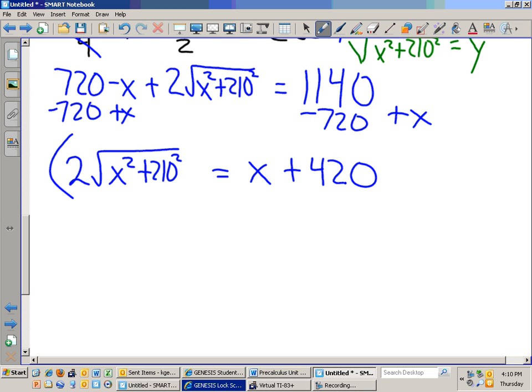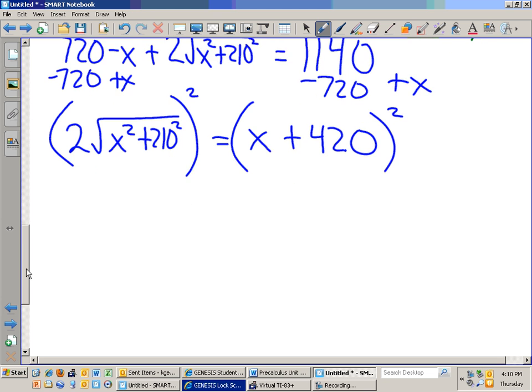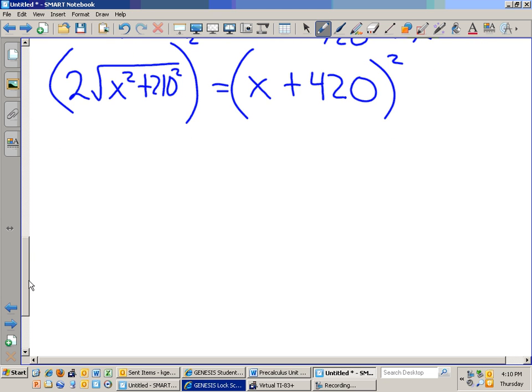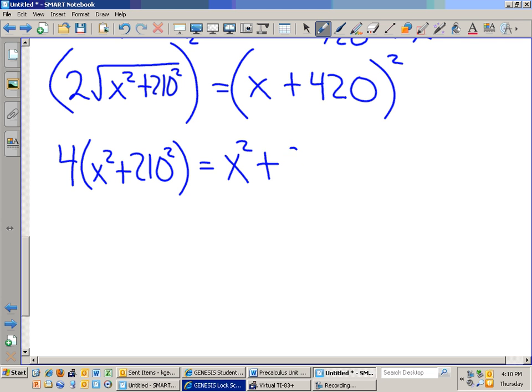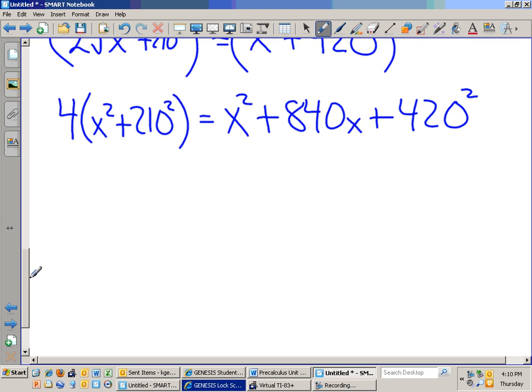I would now like to square both sides. When I square these, I get 4 times x squared plus 210 squared. When I remove that square root, remember I have to square the 2 to get the 4, equals, when I FOIL this out, x squared plus 840x plus 420 squared. Well, time to gather everything on one side and solve. So let's write this all out.